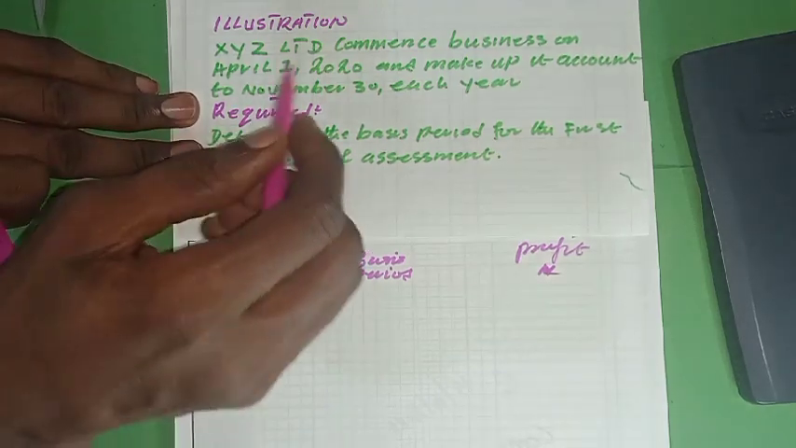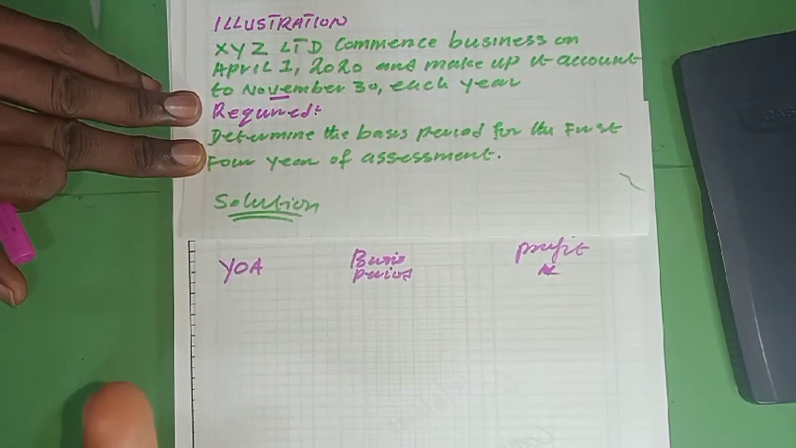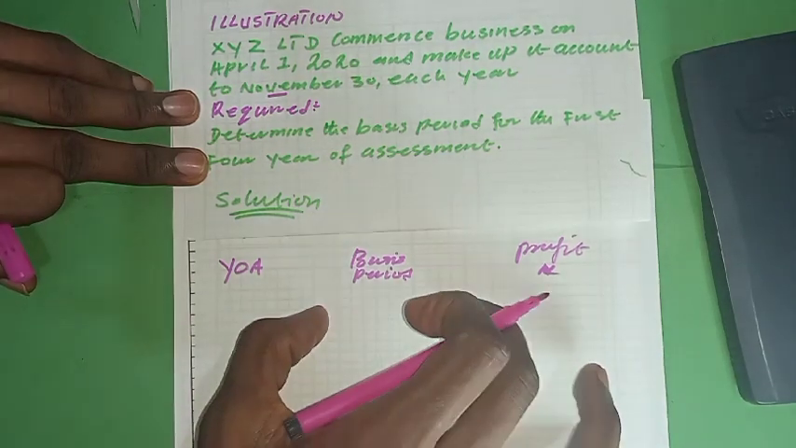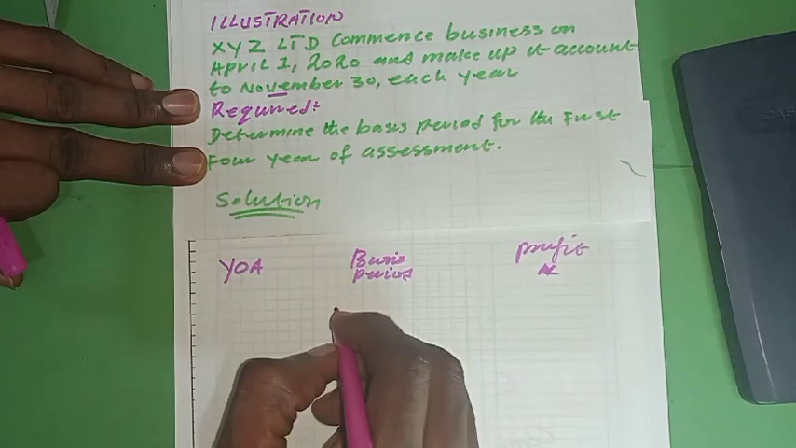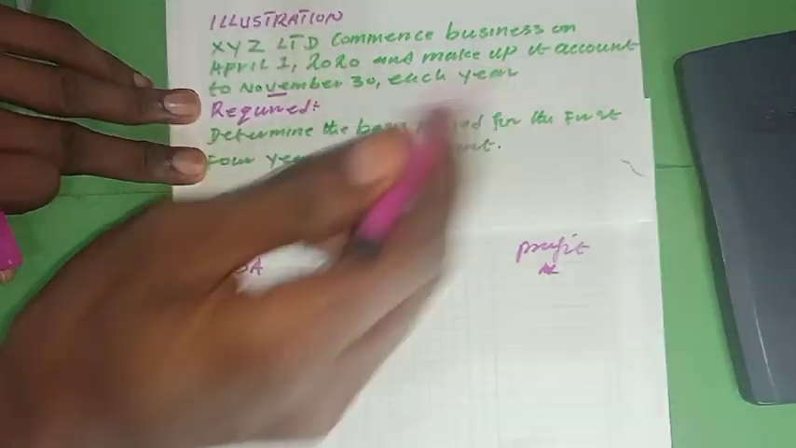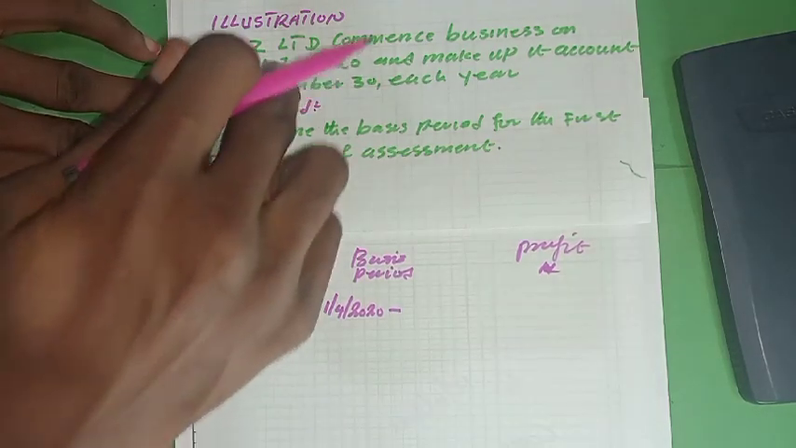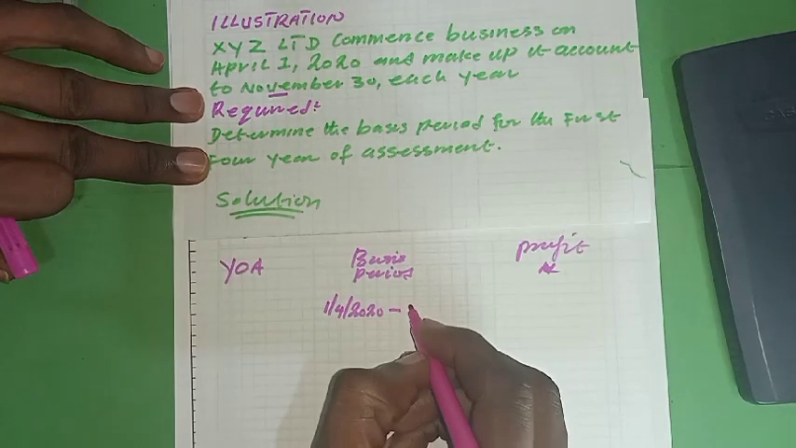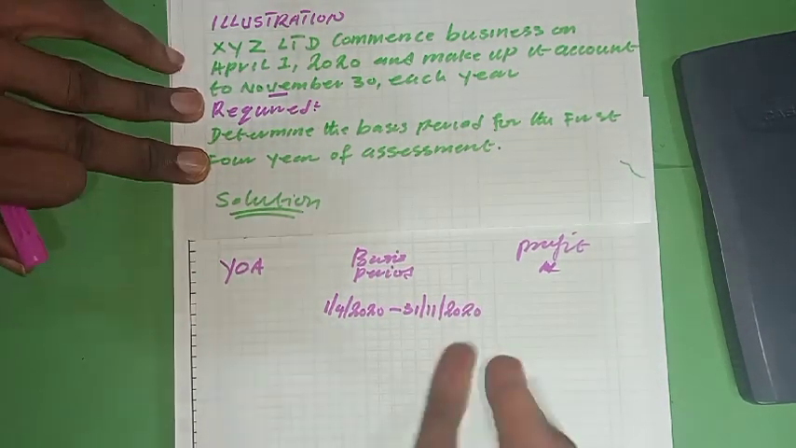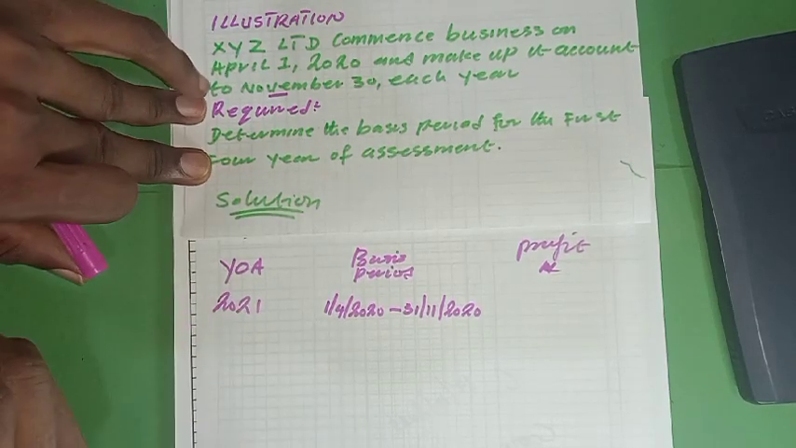Now, it said that XYZ Limited commenced business on April 1st. I will urge you to get the basis period first before getting the year of assessment. Get your basis period, because your basis period determines your year of assessment. Now, 1st of April 2020, they made up accounts to November 30th each year. That is to say, in the year 2020, they made up the accounts to November 30th, 2020. Now 2020 will be assessed when? 2021. So you come here and put 2021. Hope you are getting it.